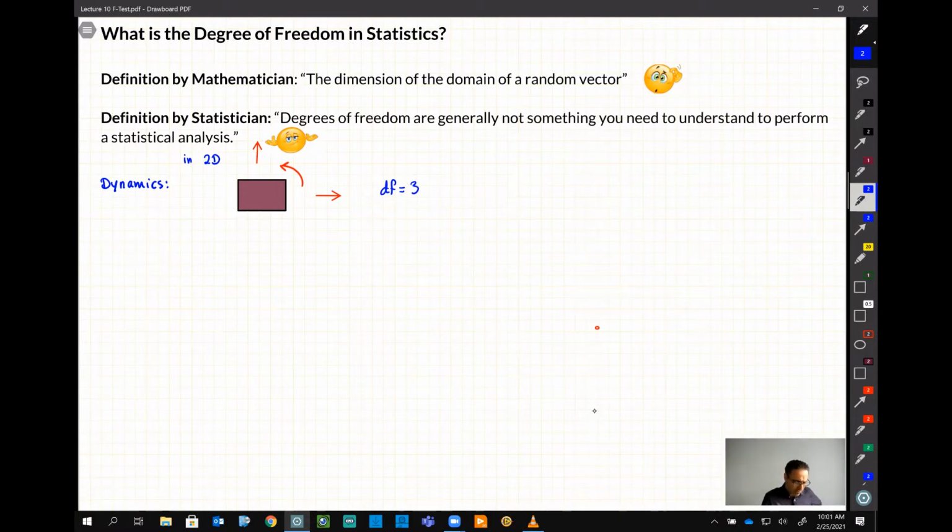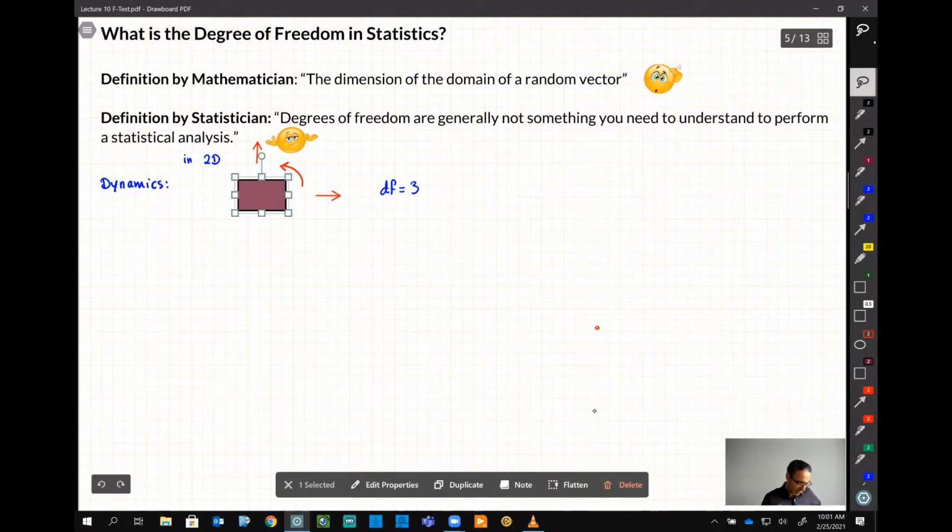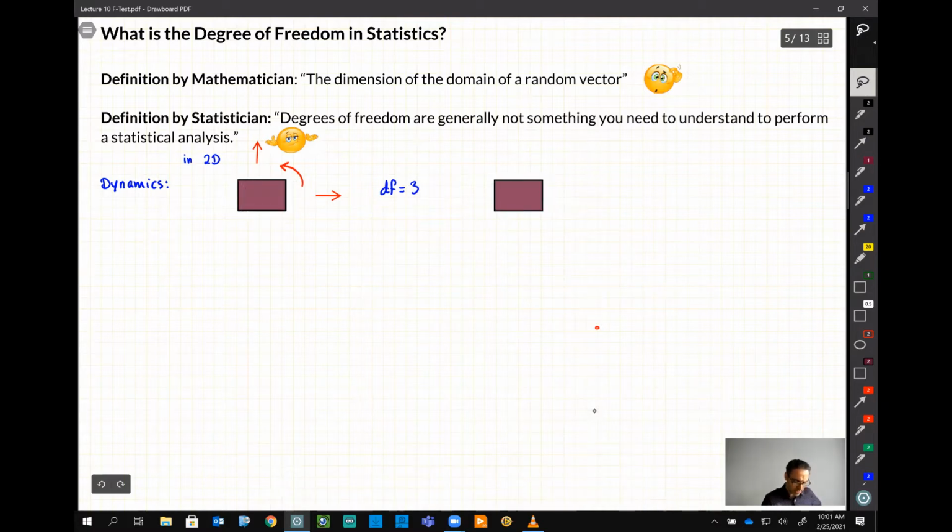But what if I constrain this box and I put it, just for the sake of discussion, inside a rail, maybe, or in a slot.